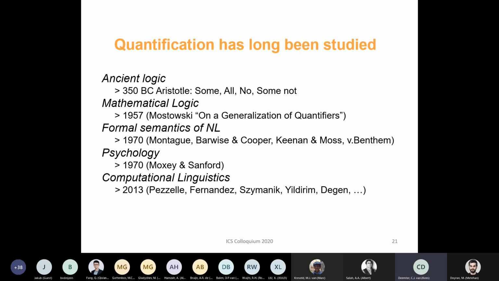This topic, of course, has a very long history, starting with Aristotle, as far as we know. It became a topic in mathematical logic around 1957. It took a while for that paper, which is now famous, to get noticed. Then students of language took it up, starting from Montague and here in the Netherlands, people like Johan van Benthem. And more recently, people in psychology and, of course, computational linguistics have started to get interested.